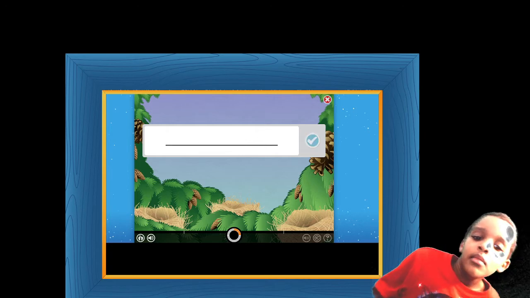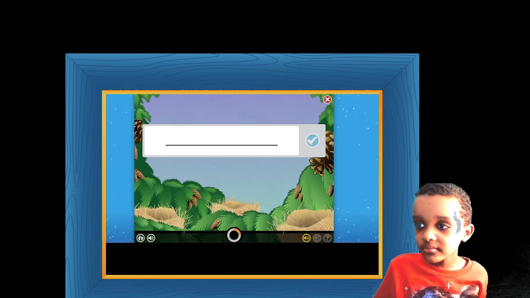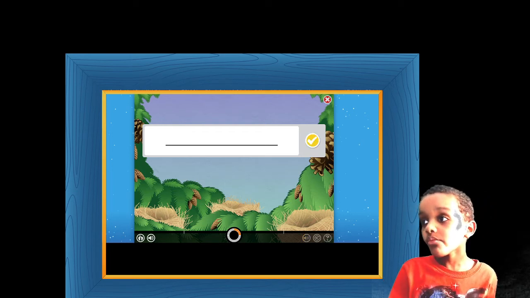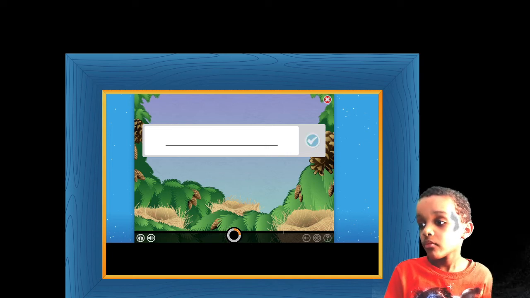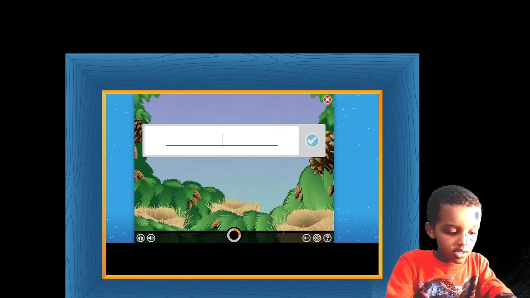Listen and spell the word you hear. Choose this button to hear the word used in a sentence. Press this button when you are done. Edge. Don't stand on the edge of the cliff. Edge.